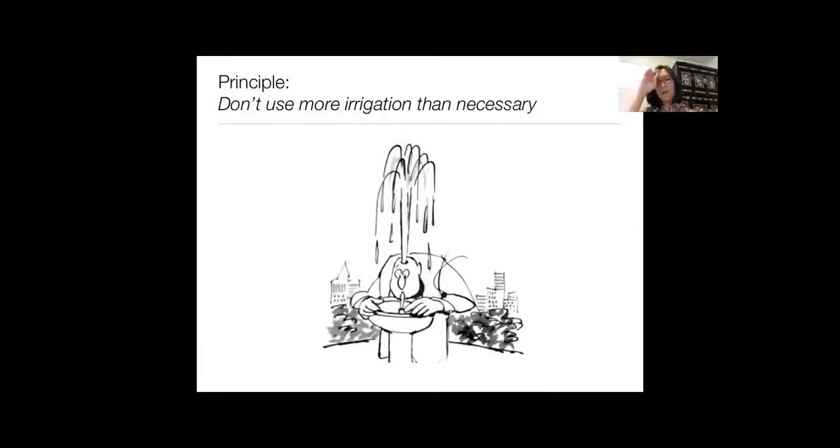The second principle is, in addition to minimizing the amount of energy, we want to minimize fluidics. Don't use more irrigation than necessary. The more we are irrigating the cornea, the more you're losing those endothelial cells.